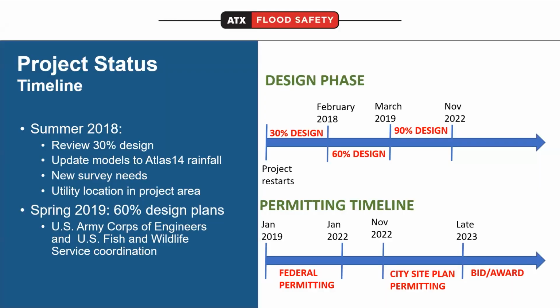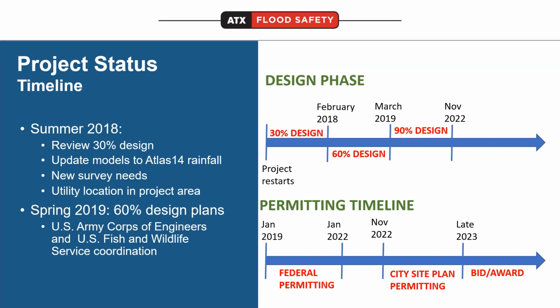So now that you have a better idea of what we're doing, I just want to give you some information on kind of where we are in the process. As I mentioned, there was a lot of coordination early on. We were able to get to 30% design and continue with the design in the summer of 2018. Right around that time, we received new precipitation information from the National Weather Service. It's the Atlas 14 rainfall data, which is basically redefining our existing floodplains. We already incorporated that information into our design.